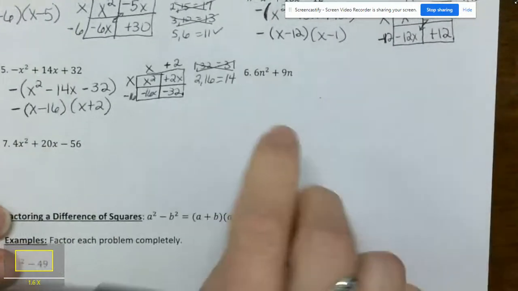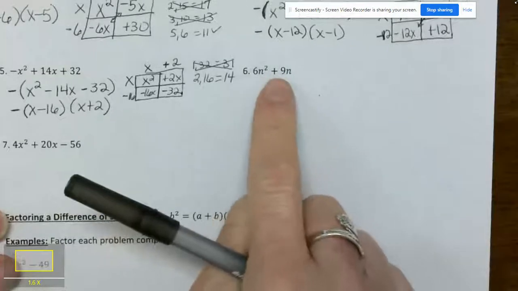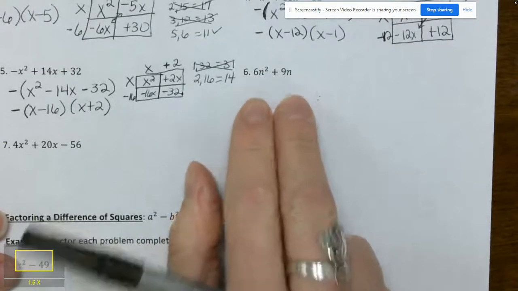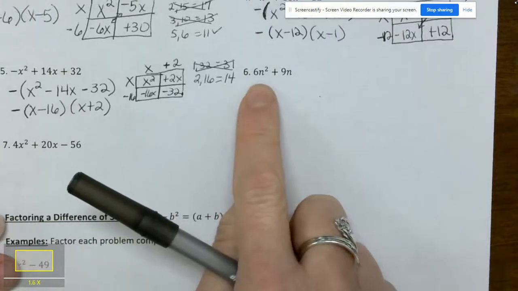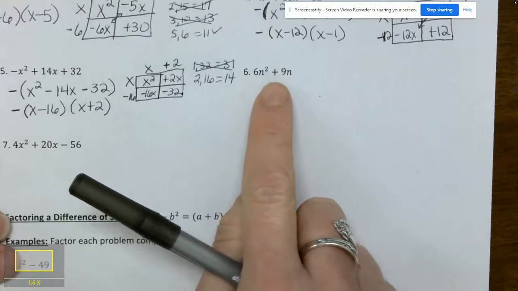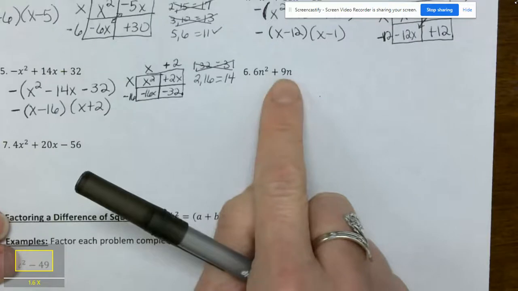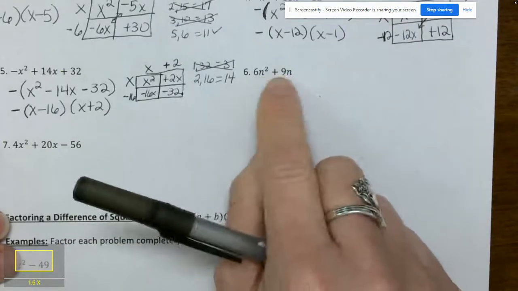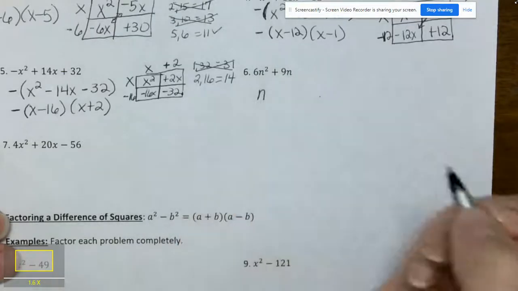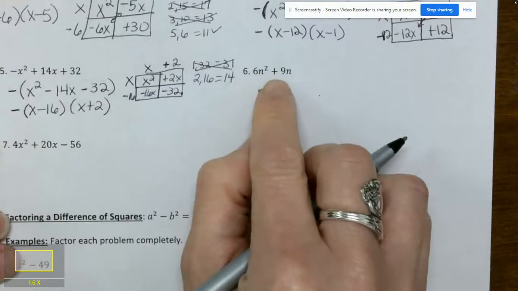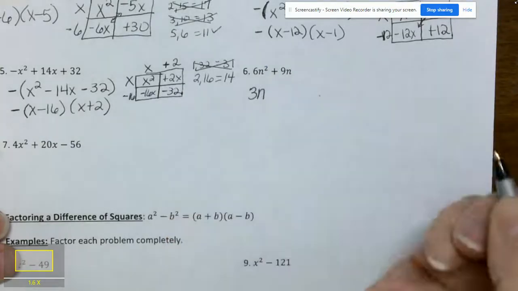All right, let's look at number 6. Now, number 6 is a binomial. It's only 2 pieces. So when you're given a problem to factor and you only have 2 pieces, one of the first things you should ask yourself is, is there anything these 2 things have in common that I can pull out? Well, hopefully you can see that they both have an n. So we could take out an n. And 6 and 9 both are divisible by 3. So that means I can take out a 3n.